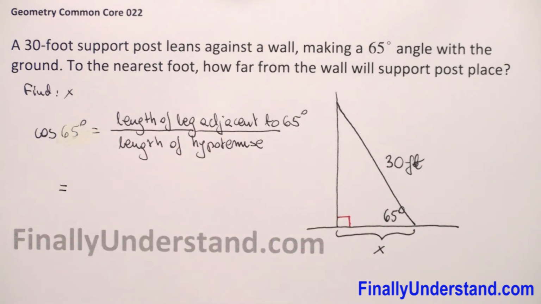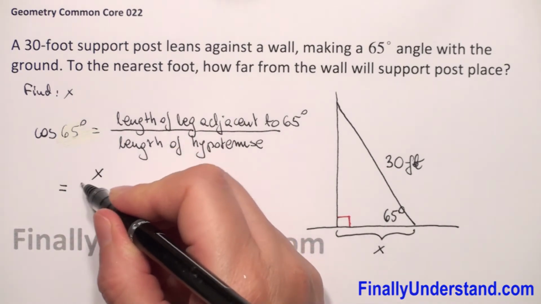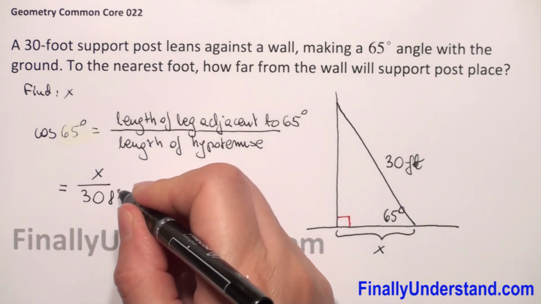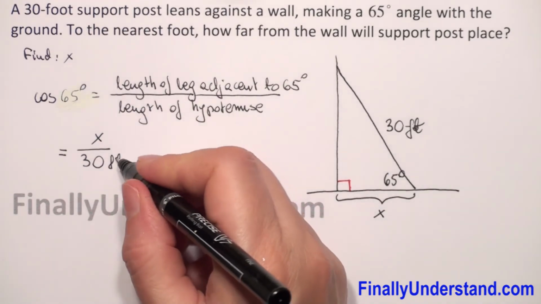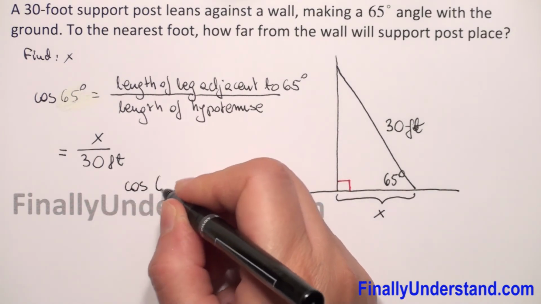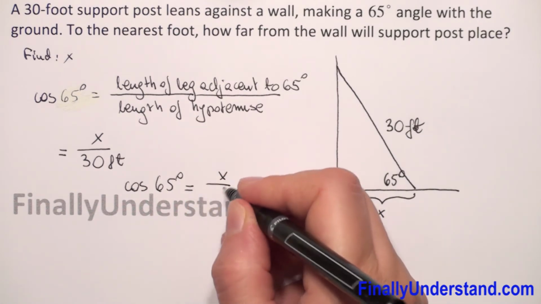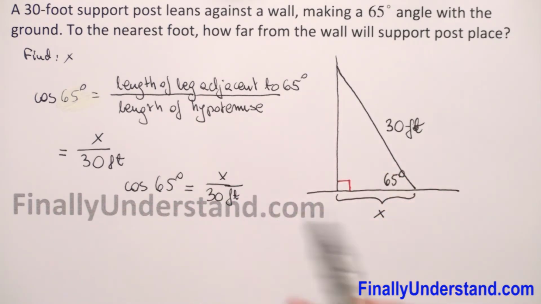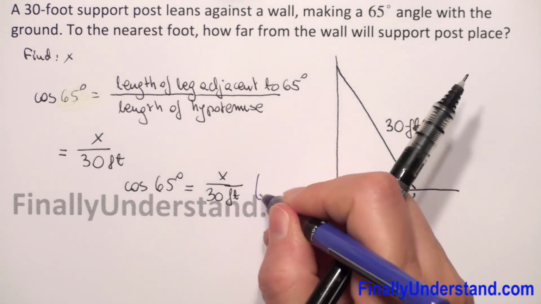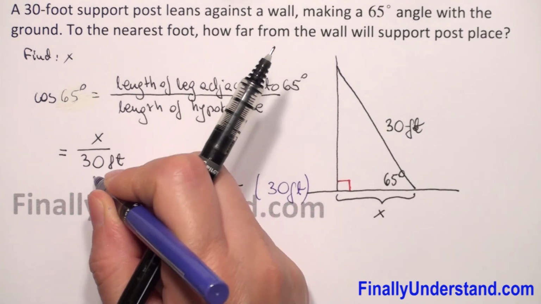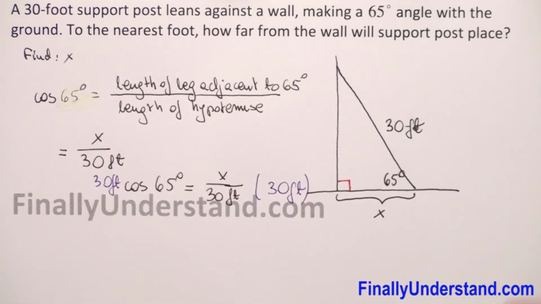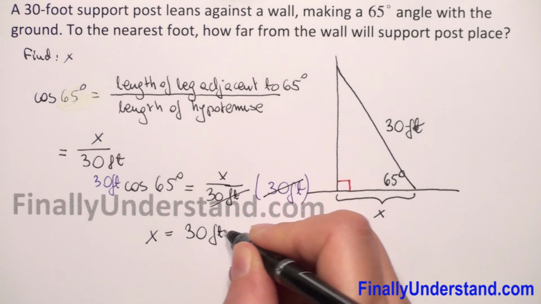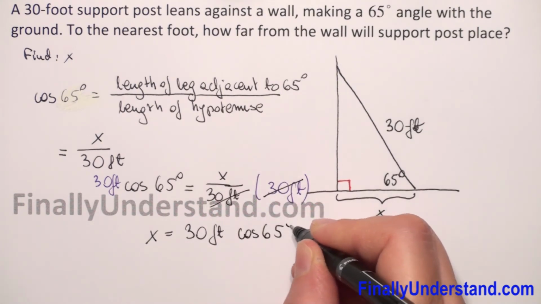So this is equal, this is our x over the hypotenuse, which is 30 feet. So let me rewrite this. We have that cosine of 65 degrees is equal to x over 30 feet. And now we have x in the numerator, so we will multiply both sides by 30 feet. So the 30 in the denominator reduces and we have that x is equal to 30 feet times cosine of 65 degrees.